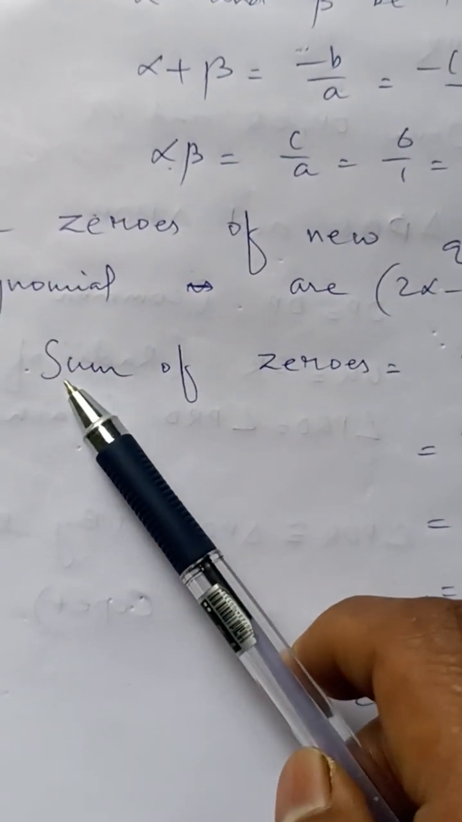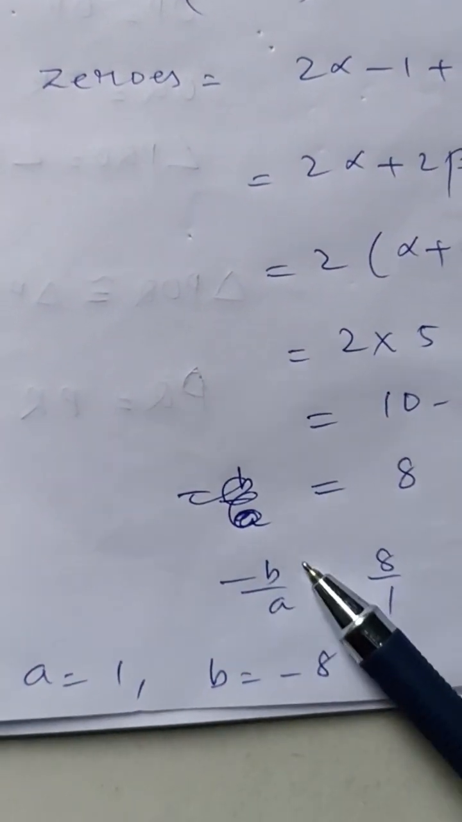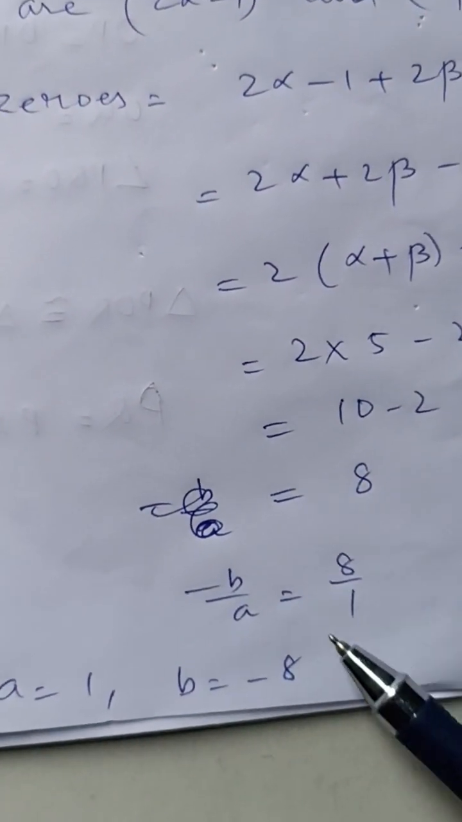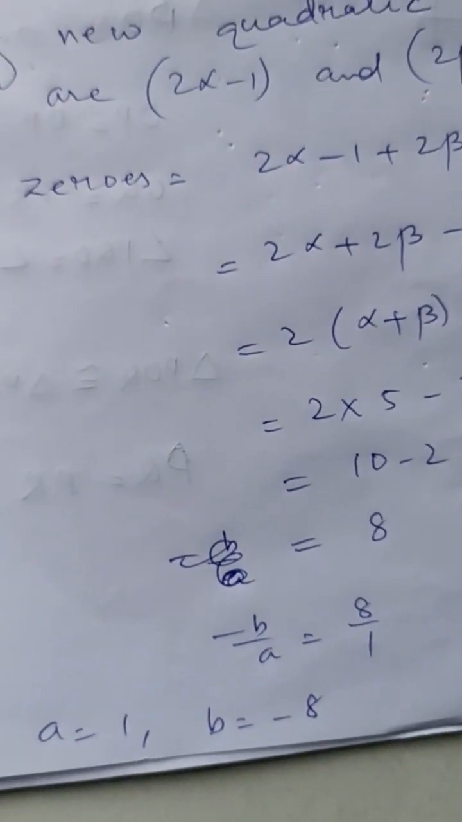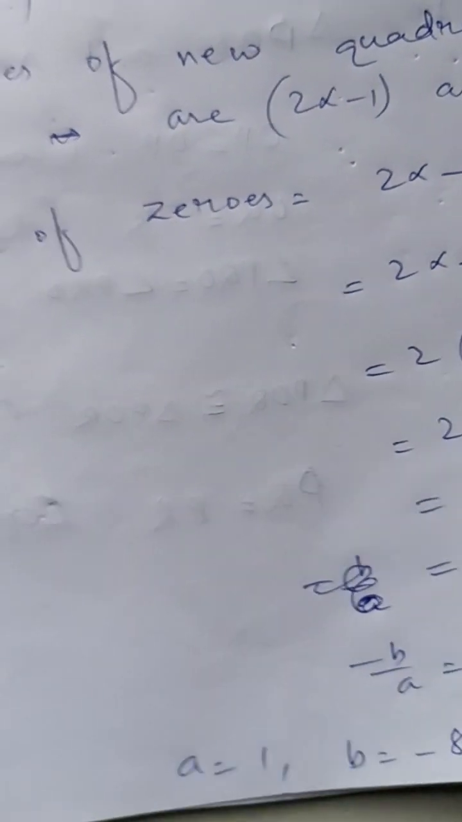Then this is again nothing but the sum of zeros, so its formula is minus b by a, which is 8. 8 I can write as 8 by 1. So from here a is equal to 1 and b is equal to minus 8. So we got the a and b values, but we are not done yet, we will continue.